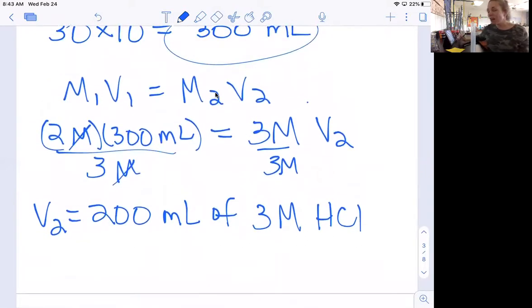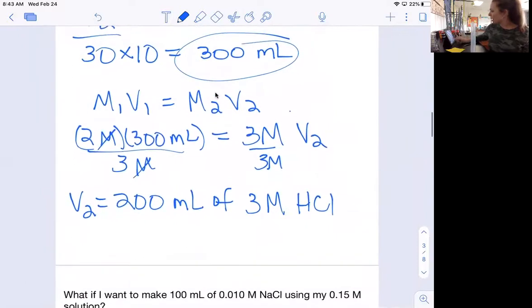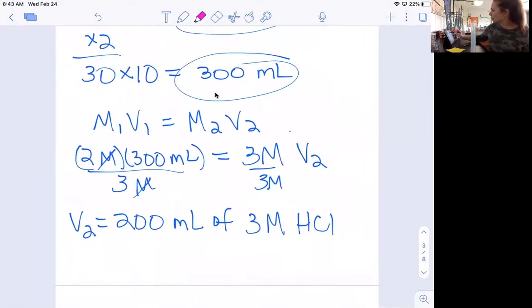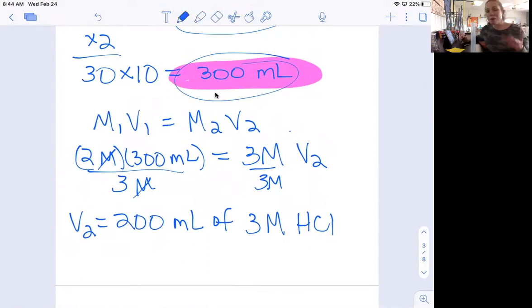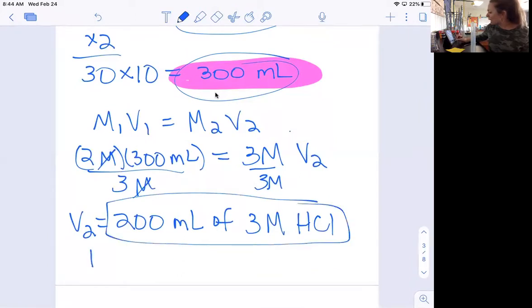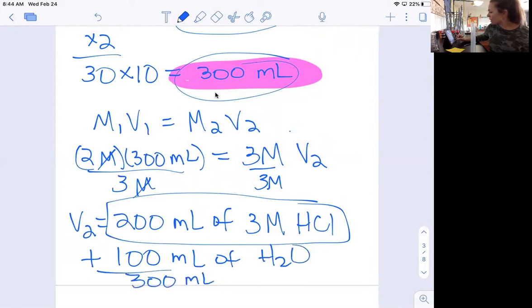Is that it? No, because keep in mind, I needed 300 milliliters total of the weaker solution. So in order to make 300 milliliters of the weaker solution, remember, diluting a solution means adding water. So what this is telling me is that if I use this much of my concentrated acid and then add another 100 milliliters of H2O and mix them, that gives me my 300 milliliters of the 2 molar HCl.